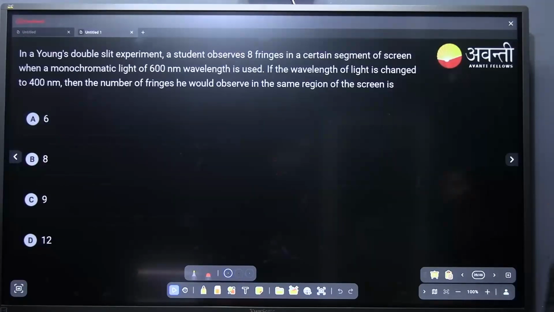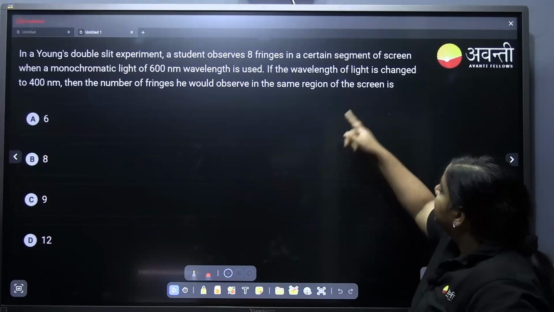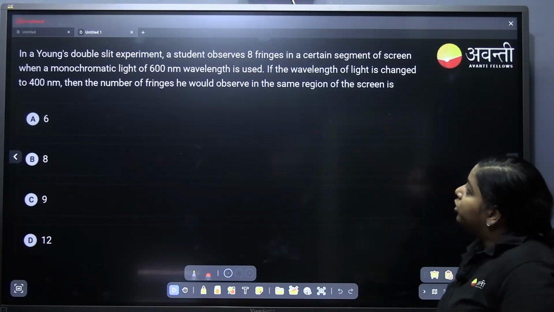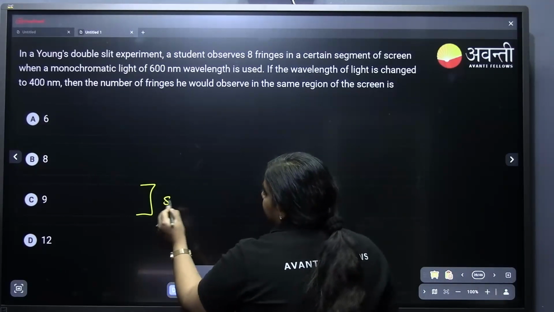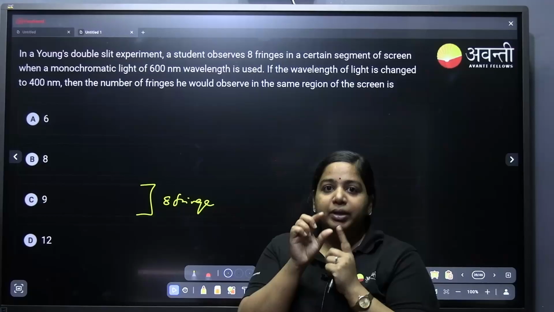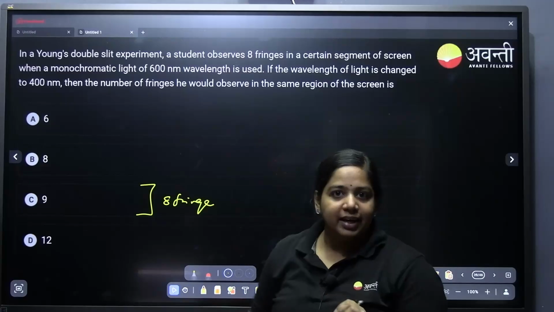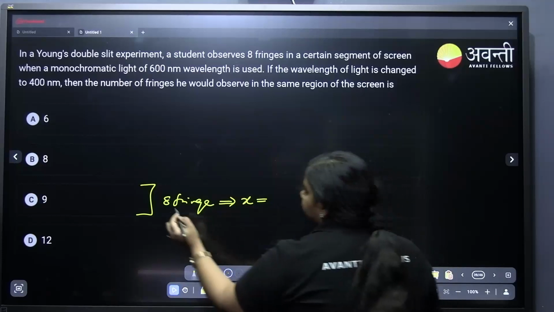Next, in a Young's double slit experiment, a student observes 8 fringes in a certain segment of the screen when monochromatic light of 600 nanometer wavelength is used. If the wavelength is changed to 400 nanometer, then what number of fringes would he observe in the same region? Okay, so in some region, let's say this much region, 8 fringes are observed, which means beta is the width of one fringe. Beta into 8 will be that length, right?